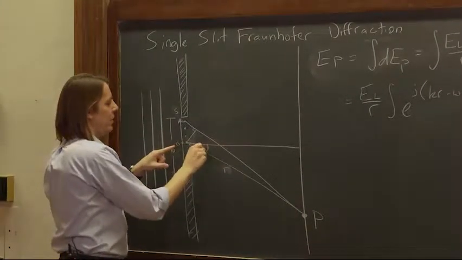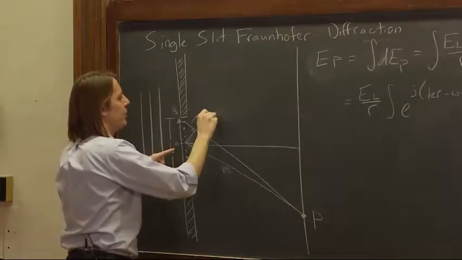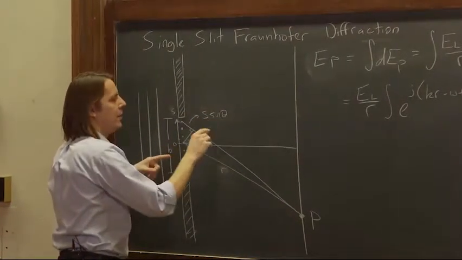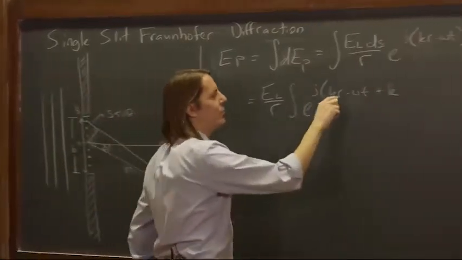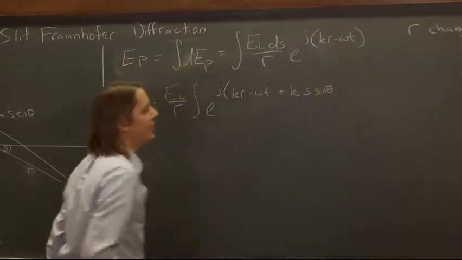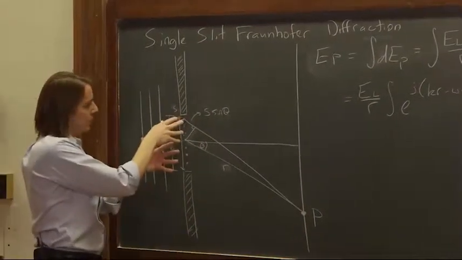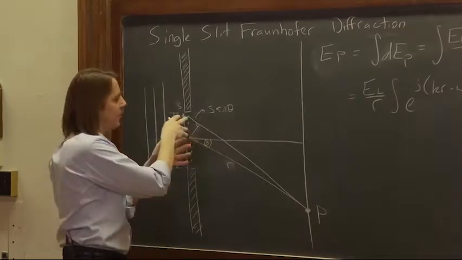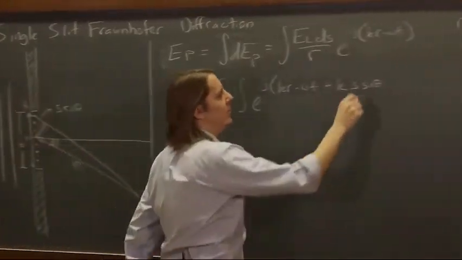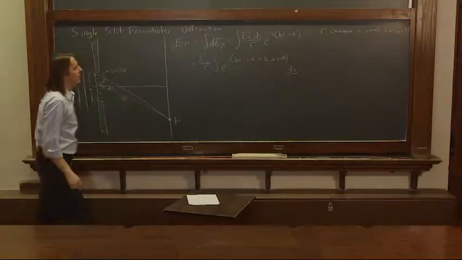We call this angle theta. So this part is s sine theta. That extra distance we have to add to r is s sine theta. That's essentially our phase term. That is the term that will consider the differences in phase of all these Huygens wavelets as they make their way down. And then ds is along for the ride.